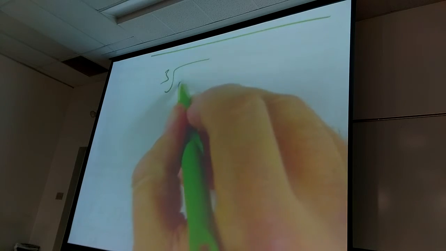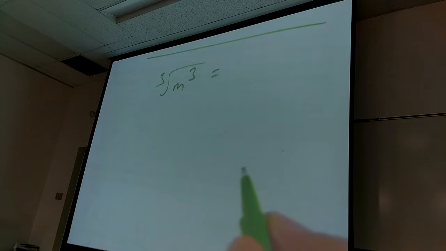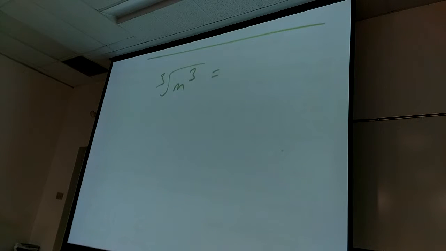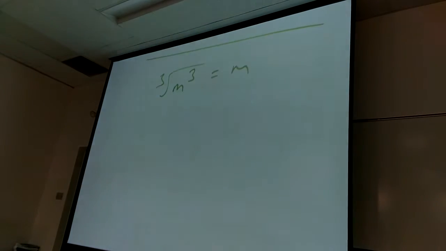What's the cube root of m cubed? Two things. Cube root can be negative. I don't need absolute values. Secondly, we're assuming that they're not negative anyway. So what's the cube root of m cubed? M.